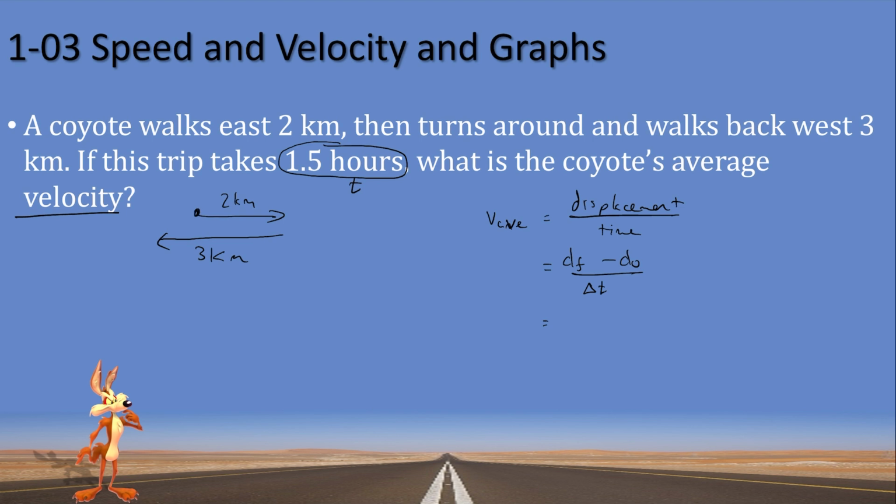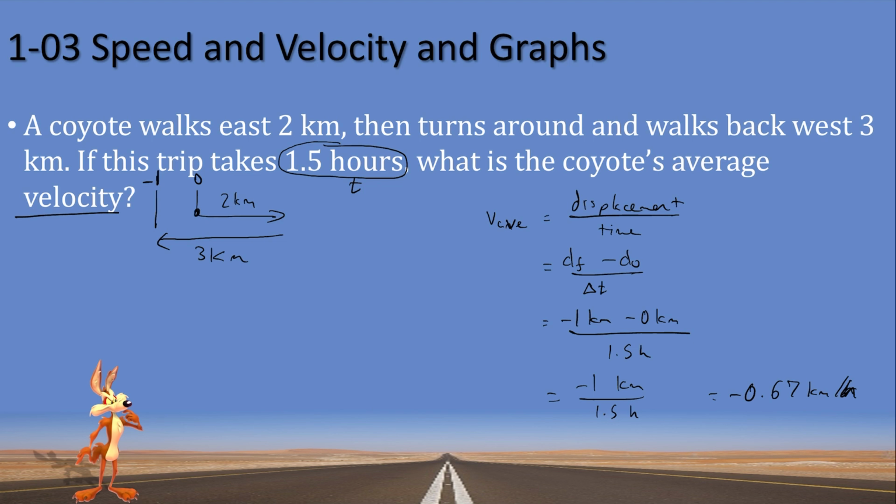So if we start here, we could call that 0. Then we'd end at -1. So our ending point is at -1 kilometer. Started at 0. And our time was 1.5 hours. So that'd be -1 kilometer over 1.5 hours, or -0.67 kilometers per hour.